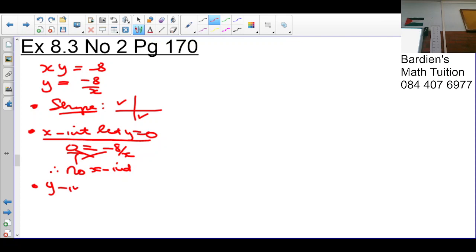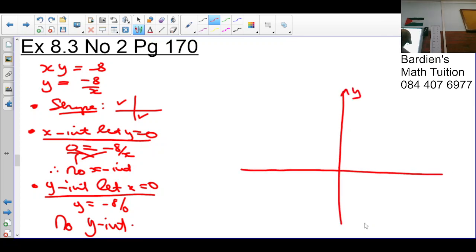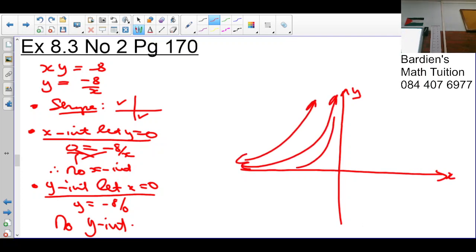Now we go to the y-intercept. What do you do for the y-intercept? Let x equal 0. So y is equal to negative 8 over 0, which is again undefined. No y-intercept. So we would like to generate a point on this graph, because we know the graph can look like that, it can look like that, it can come close. By letting x equal 1 or generating another point, we can have a better idea of what's happening to this graph. You guys understand?